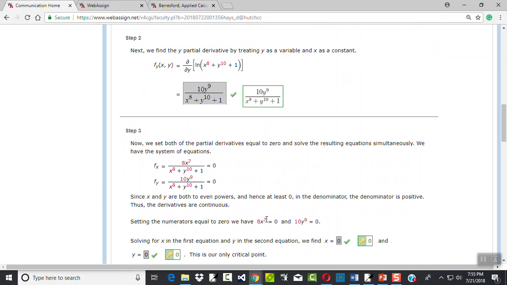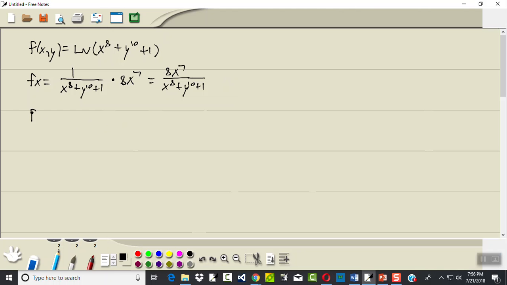Next thing that they're guiding us to do is to find a partial with respect to y. Well, the derivative of natural log of anything is 1 over that anything, times the derivative of what's inside with respect to y. So the x to the 8th is a constant, so it goes to 0. Derivative of y to the 10th is 10y to the 9th, and 1 drops away, goes to 0. So we got 10y to the 9th over x to the 8th plus y to the 10th plus 1.